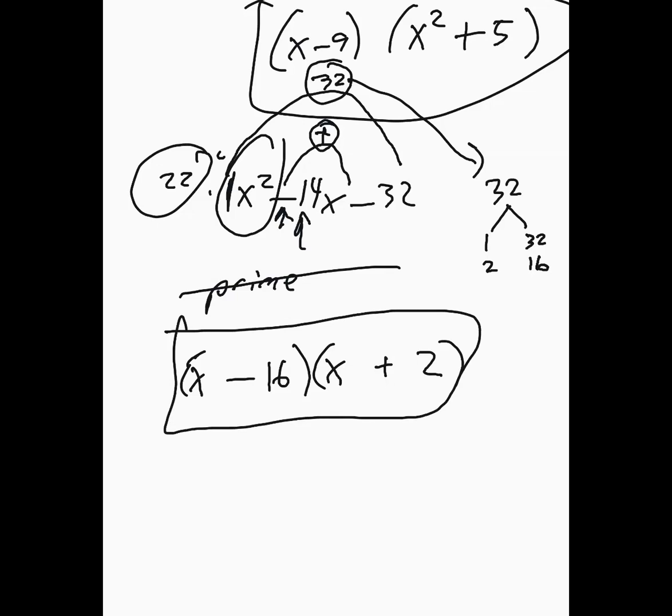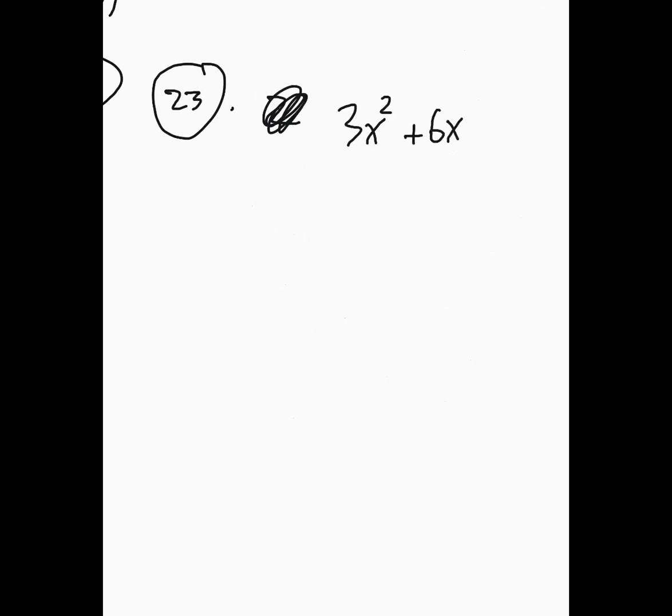But let's maybe try the Michael Jordan problem next. So number 23 says, oops, I wrote the 1, sorry. 23 says 3x squared plus 6x minus 45. There we go. And we're supposed to factor it.